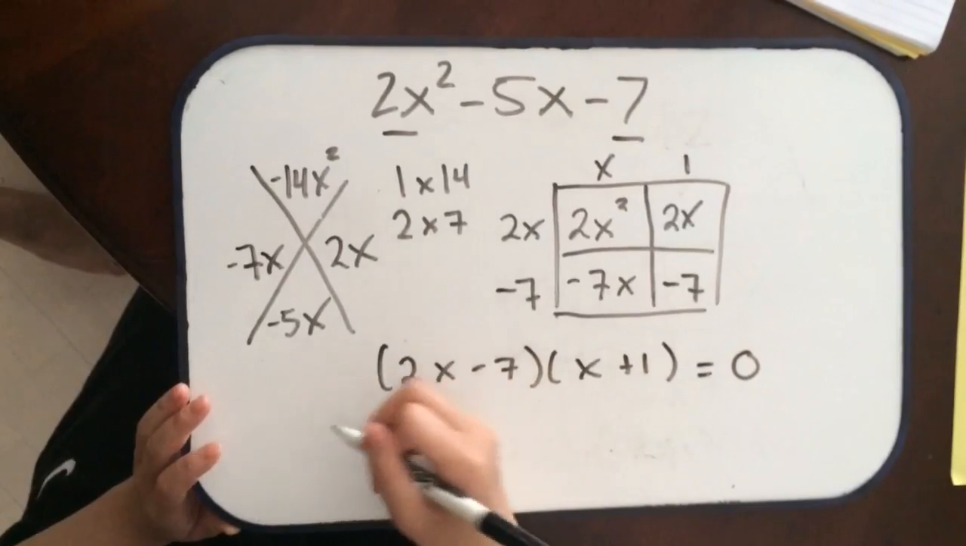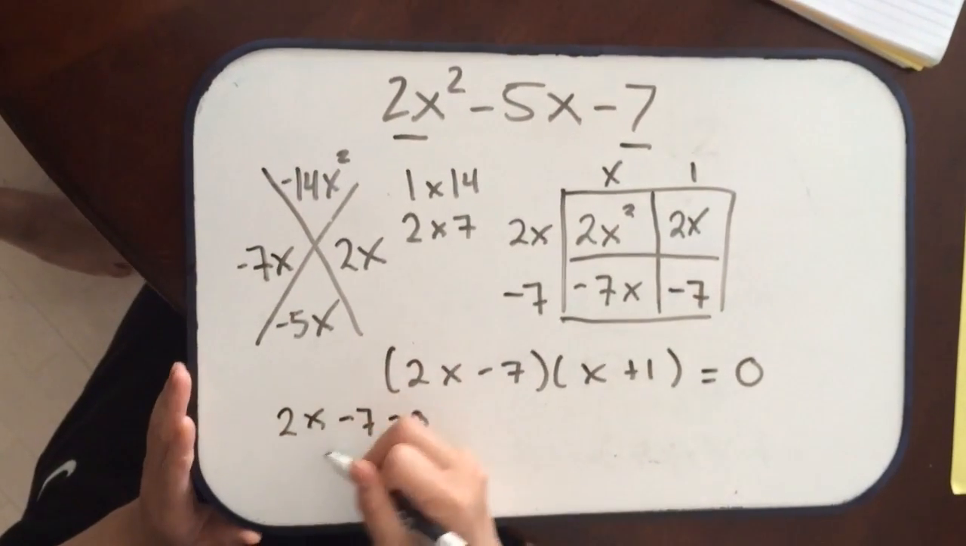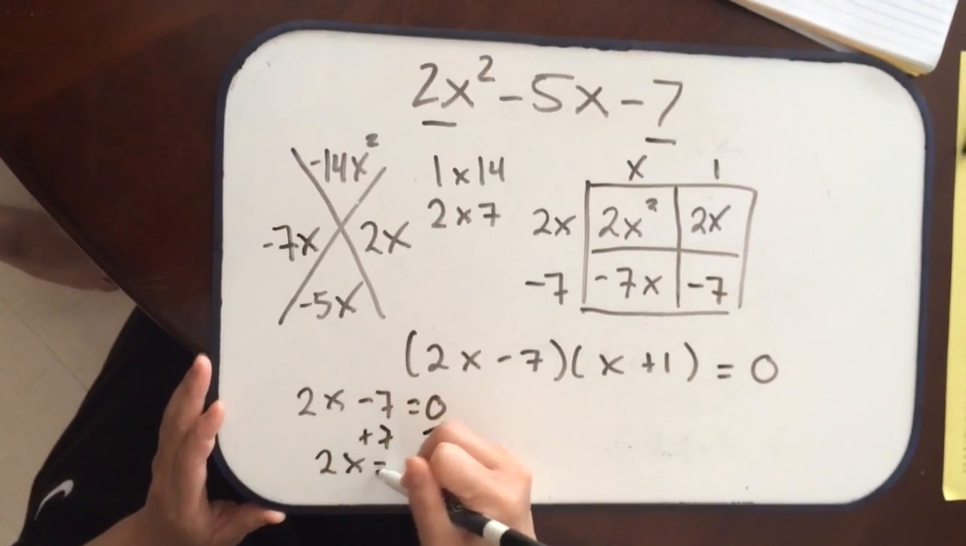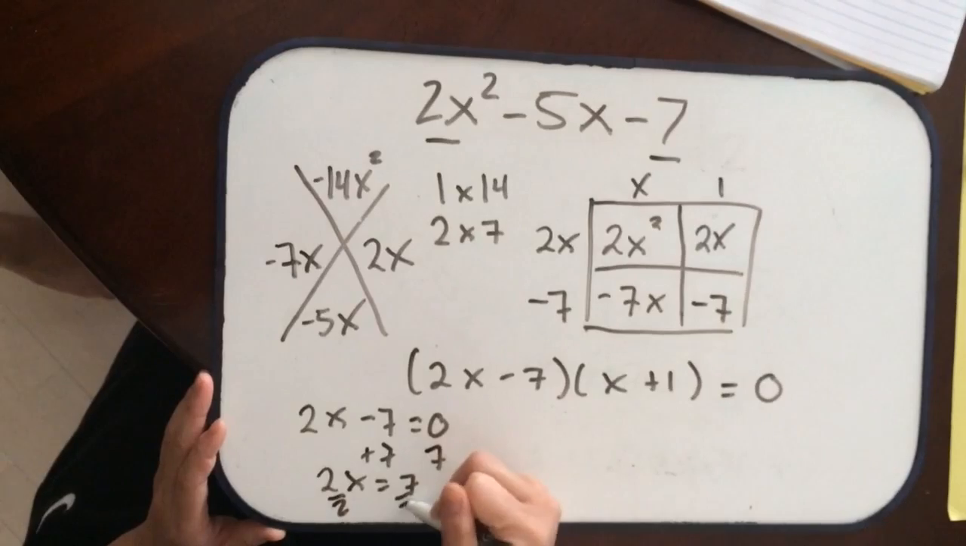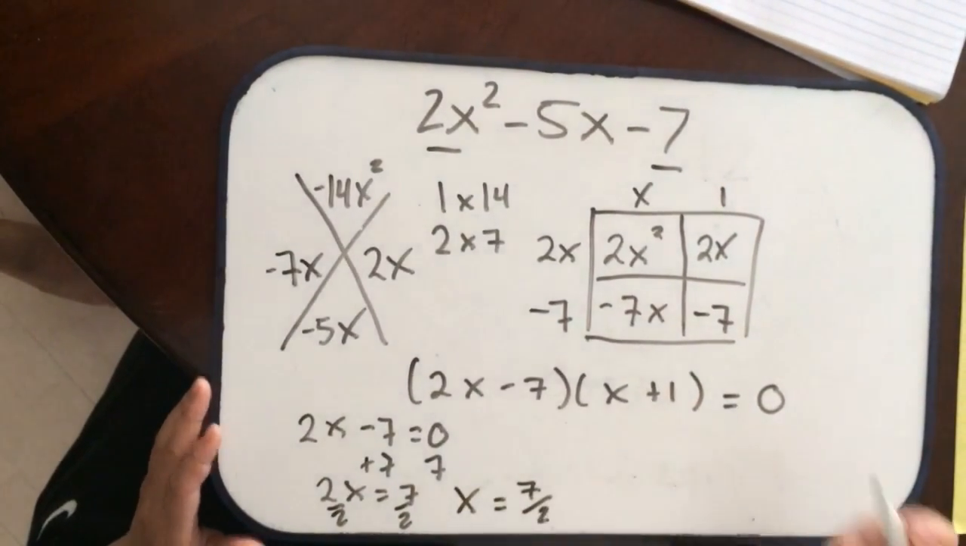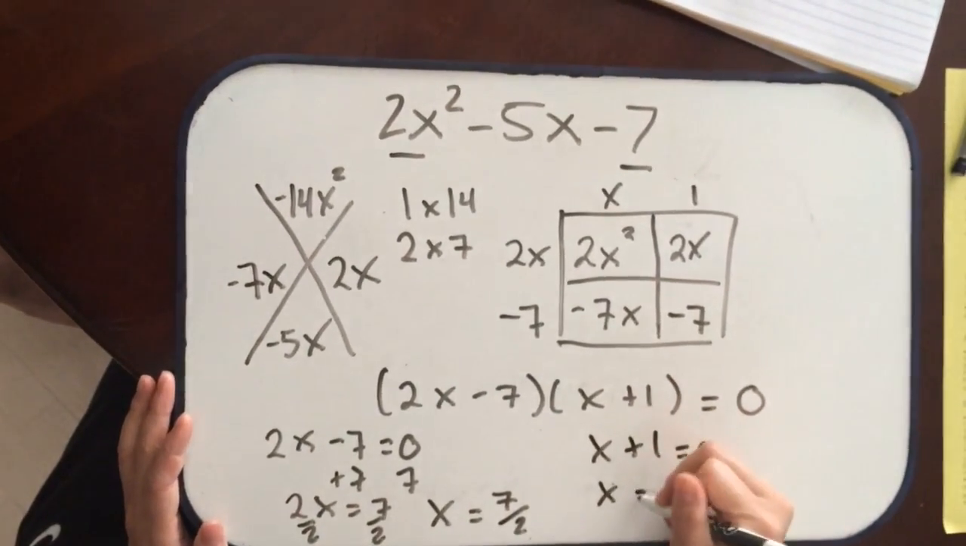So then you'll have 2x minus 7 equals 0. You'll add 7 to both sides. You'll have 2x equals 7, divide by 2, and you'll have x equals 7 halves. And you'll do the same thing with the x plus 1, and you'll have x equals -1.